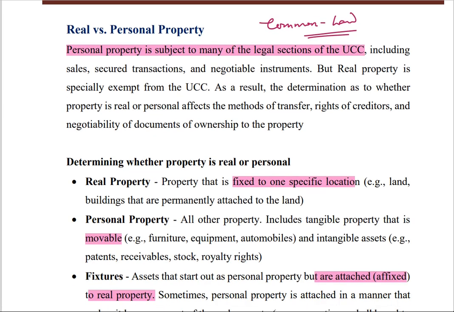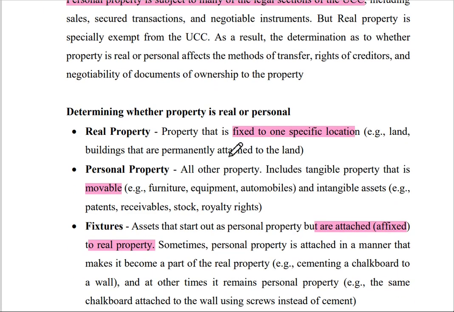Now, what is a real property? If a property is attached to a specific location, such as land, buildings, or items that are permanently attached to the land, that would be treated as a real property. Whereas personal property is all tangible properties that are movable. For example, equipment, furniture, and automobiles are all considered personal property.